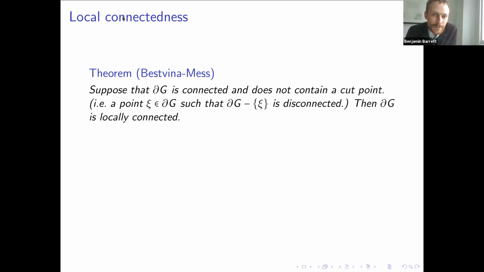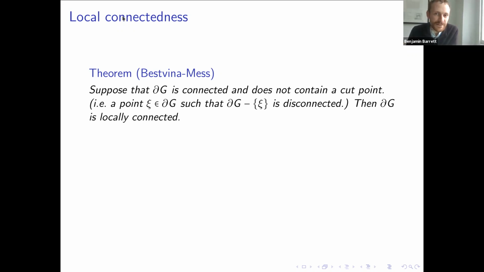The theorem says that if the boundary of a group is connected and does not contain a cut point, then the boundary is actually locally connected. A cut point is a point where if you remove that point, the boundary becomes disconnected. So a sphere doesn't have any cut points, but a line has lots of cut points. So that's nice. That tells us that the boundary of a group can't be too horrible.